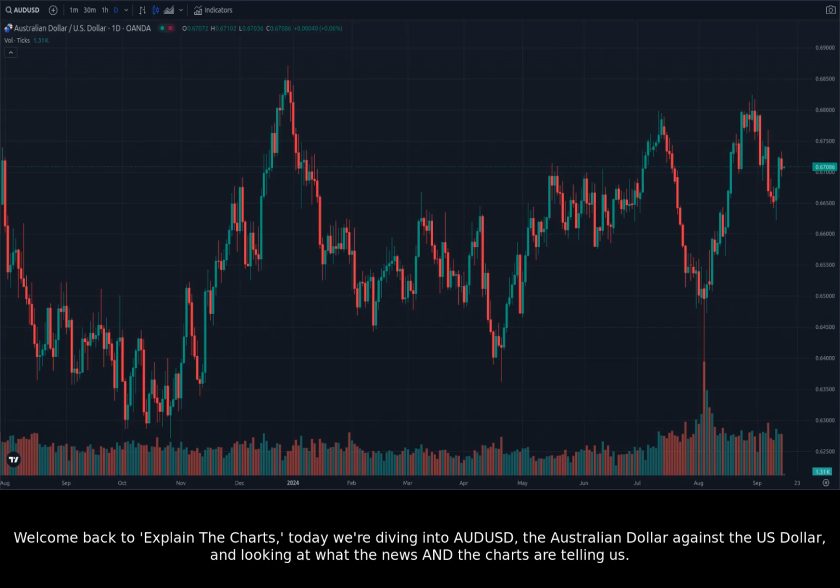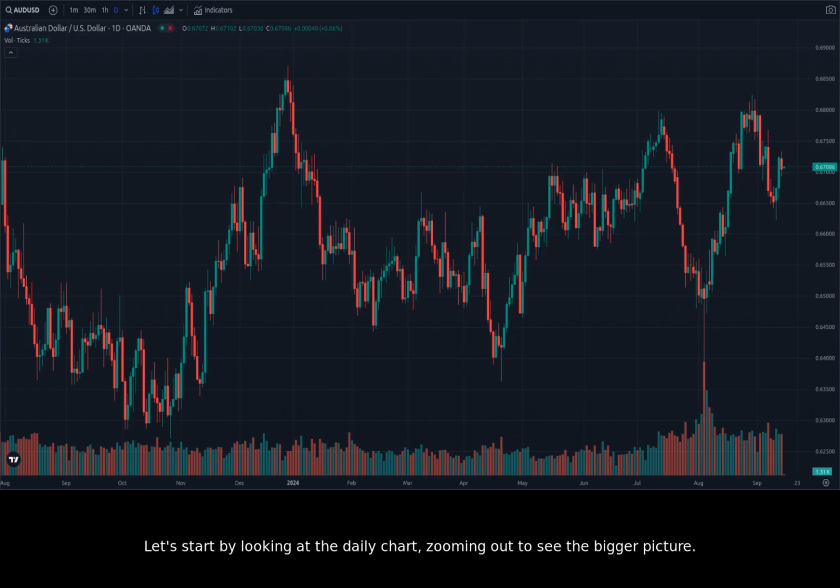Today we're diving into AUDUSD, the Australian dollar against the US dollar, and looking at what the news and the charts are telling us. Let's start by looking at the daily chart, zooming out to see the bigger picture. Right now, AUDUSD is trading around 0.67, just below the 50-day moving average, which is acting as resistance.